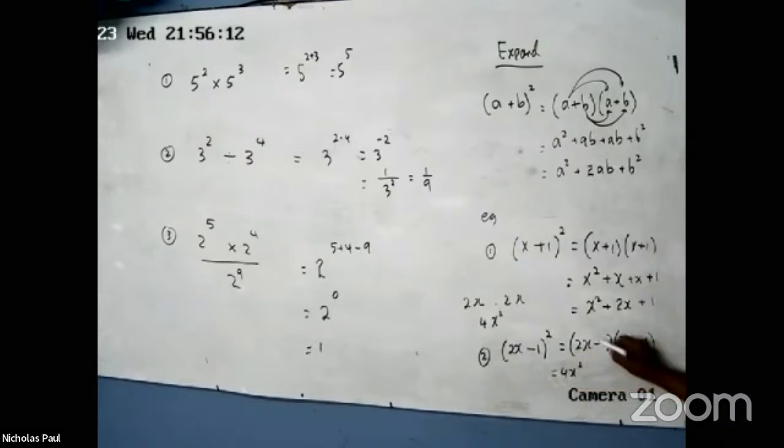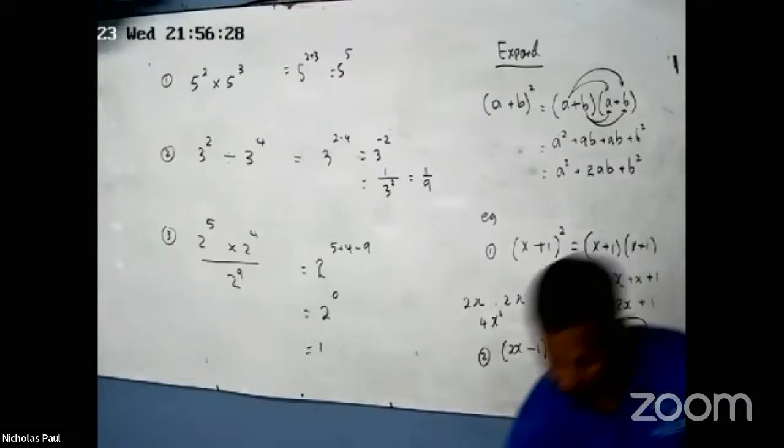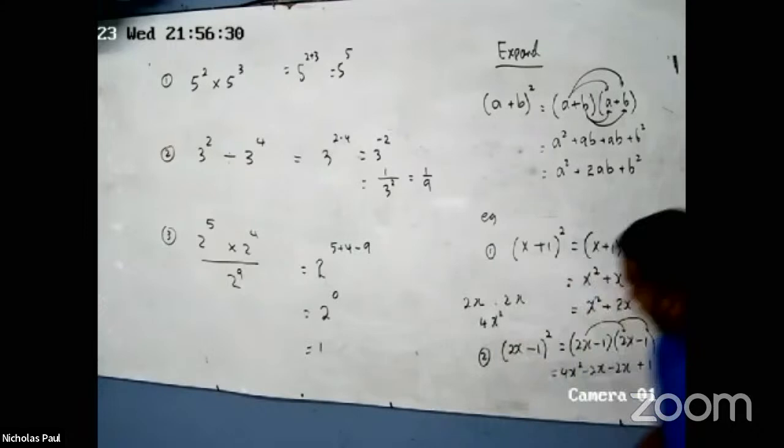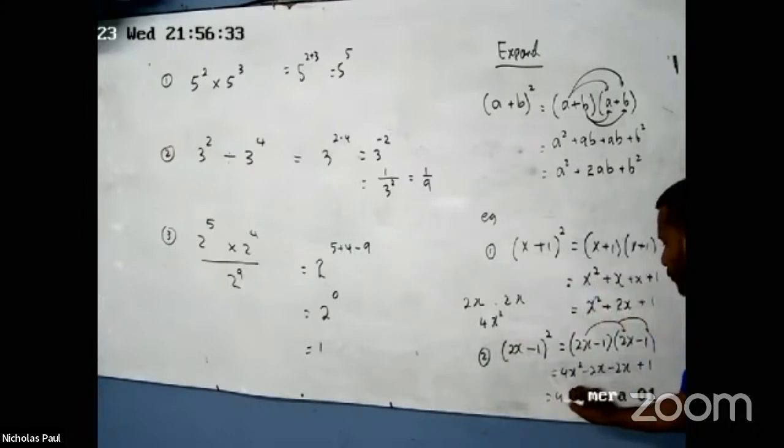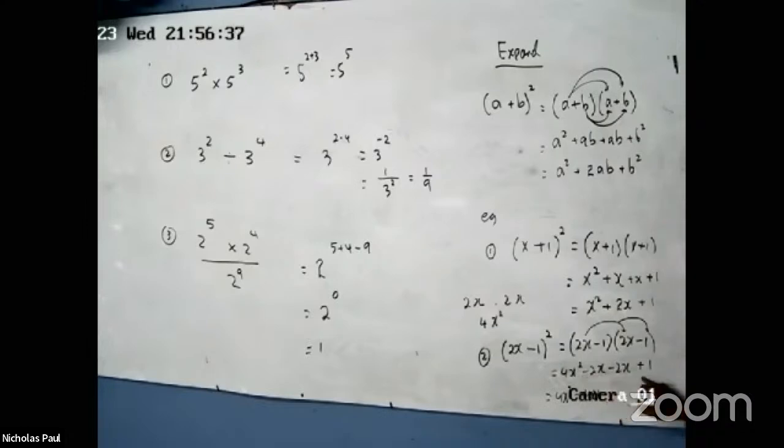2x by minus 1, so I multiply this by this. Now this by this. 2x by minus 1, that's minus 2x. Minus 1 by 2x is minus 2x. Minus 1 by minus 1 is plus 1. And last part, there's only one x squared term. Minus 2 is minus 4 plus 1. So it's 4x squared minus 4x plus 1.